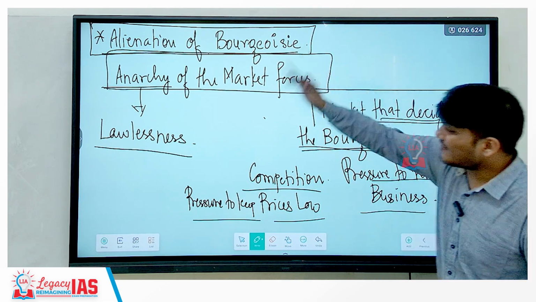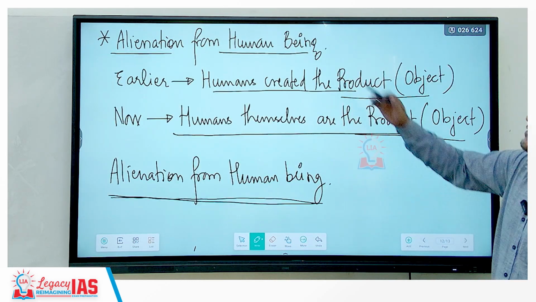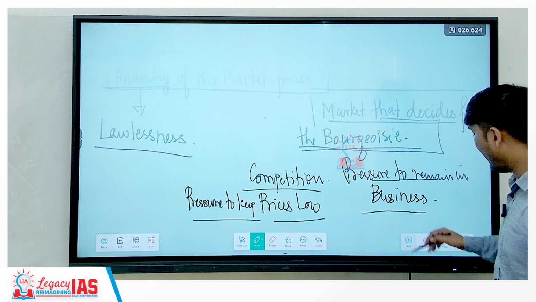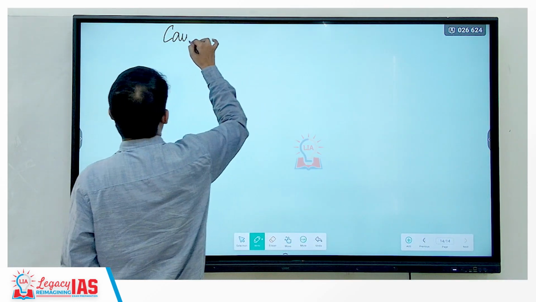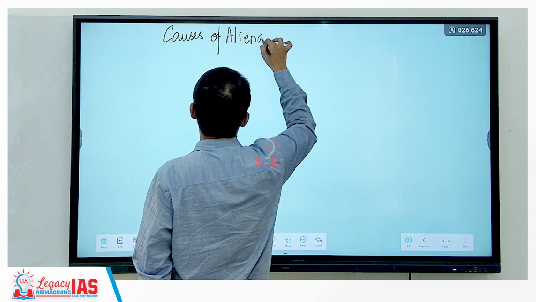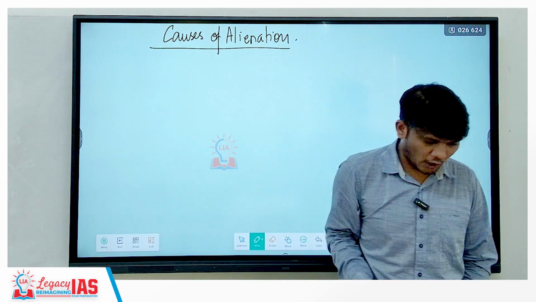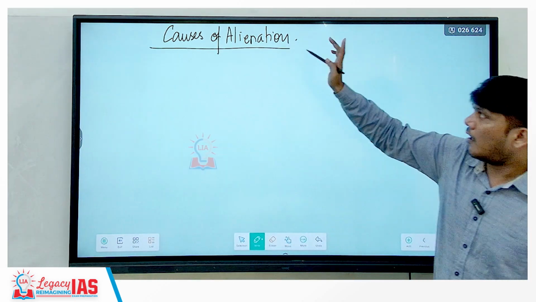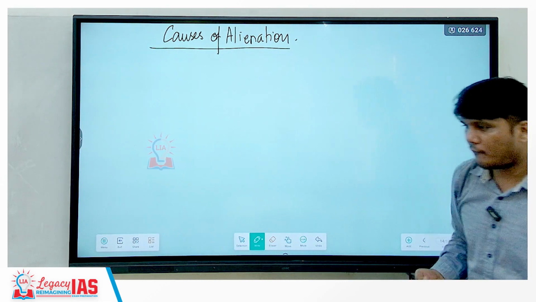Now, why is this all happening? Why is alienation of the bourgeois happening? Why is alienation of the proletariat happening? For that, let us understand the causes of alienation. It's very simple. The explanation is long, but let's say the reason is just one word of Karl Marx.